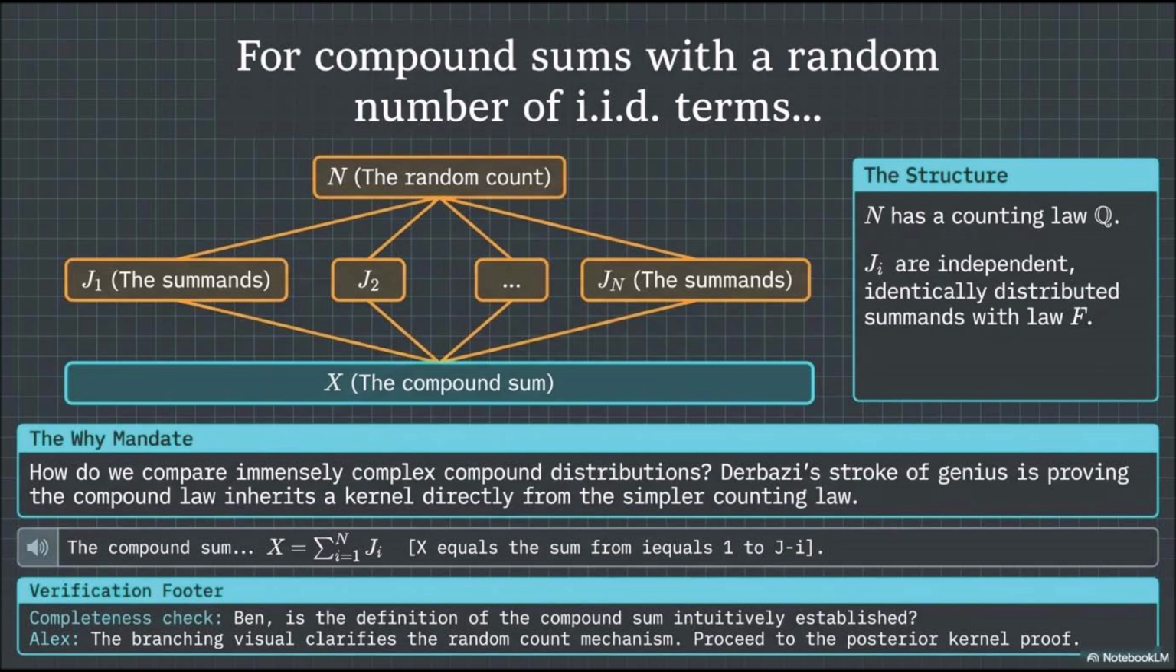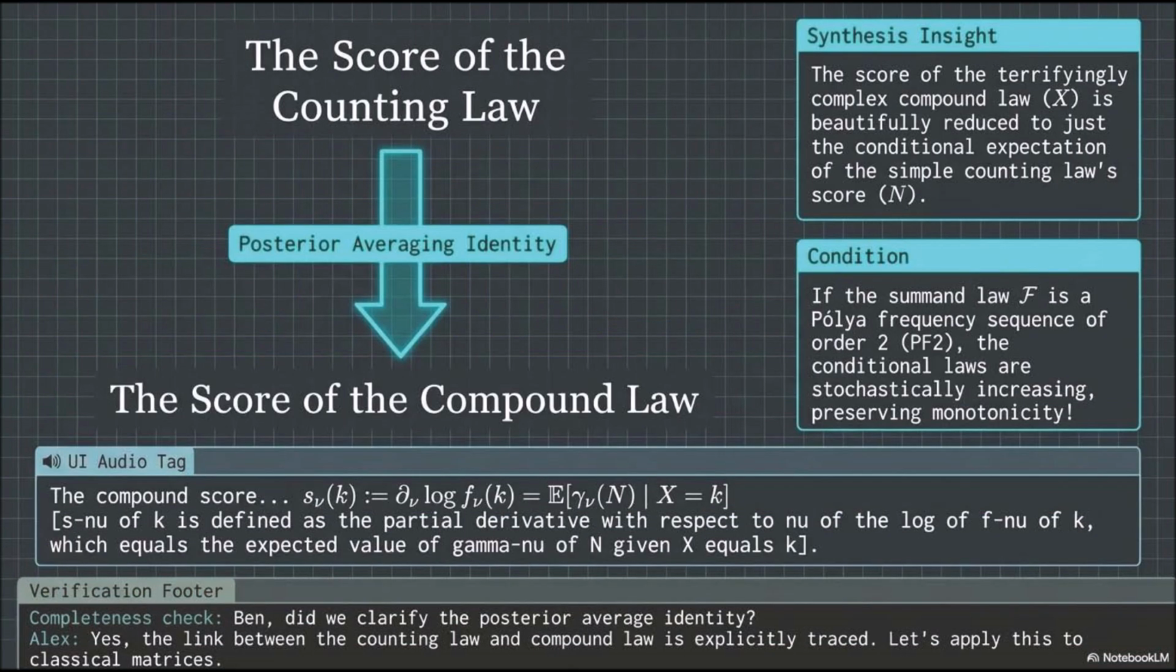To really drive home how powerful this reduction is, Derbazi runs through Table 2 in the paper. He examines the 5 classical counting laws used universally in actuarial science: the Poisson, the geometric, the negative binomial, and the log series distributions. And what he shows in that table is mathematically staggering. For every single one of those 5 classical counting laws, when you calculate the kernel, it isn't some spiraling messy curve. It is literally just an affine function.